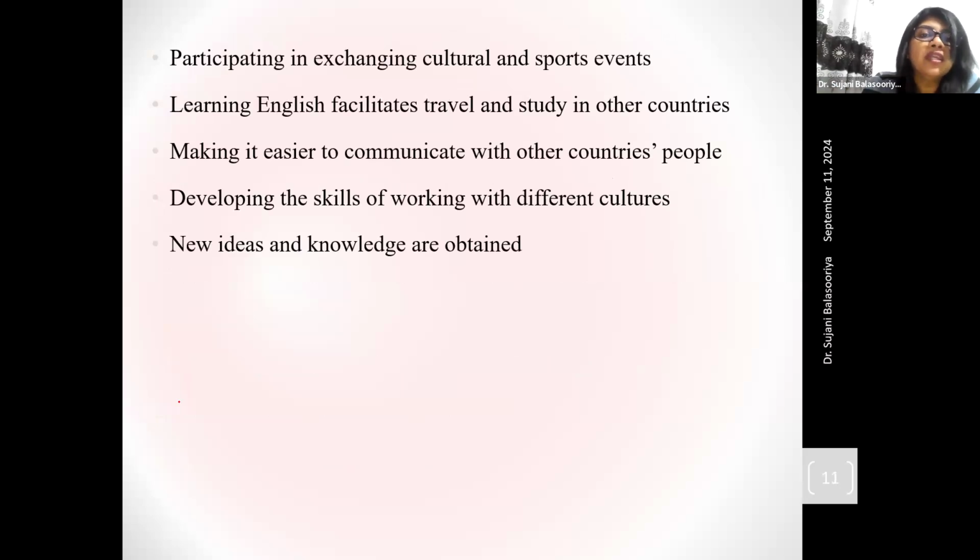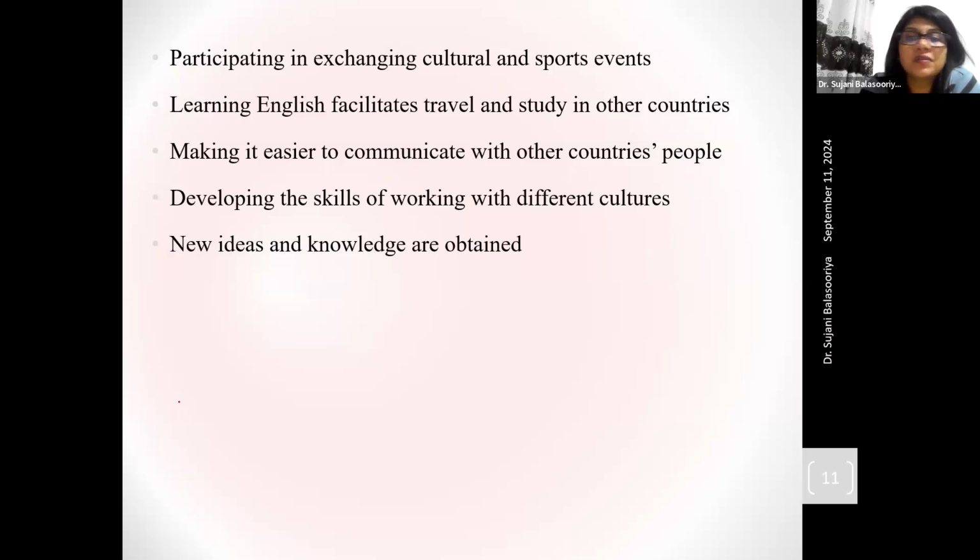And participating in cultural exchange and sports events. For cultural events and sports events we also need to know the English language, because of cultural diversity. People from different cultures are engaged in certain common functions. Different cultures mean different languages, so there has to be a common language, which is English. And learning English facilitates travel and study in other countries.